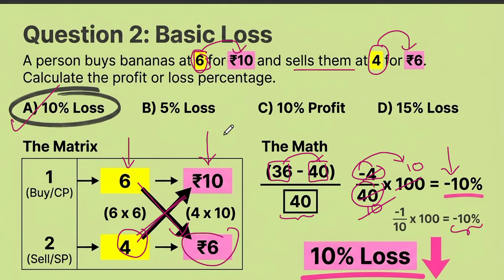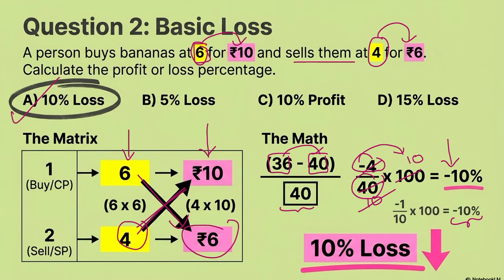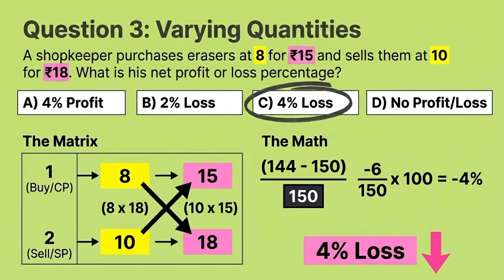So by using just simple cross multiplication, you can find out profit percent or loss percent. No need to apply the formula also. But the thing is, you have to write it down the correct way: left side quantities and right side prices.